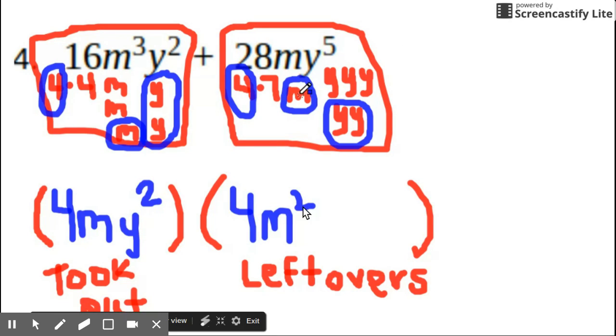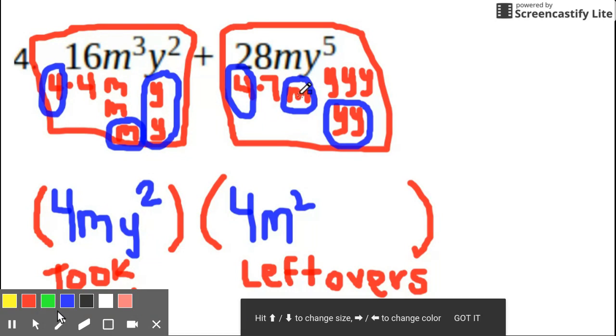So as I was saying on this last problem, I took out a 4 from both pieces, I took out one m from both pieces, and then I took out two y's from both pieces. When you circle those, and I recommend you circle them so you can be visual, the answer becomes clear to you because it kind of pops out at you. So what do you have left over? What did you not circle? 4m squared.